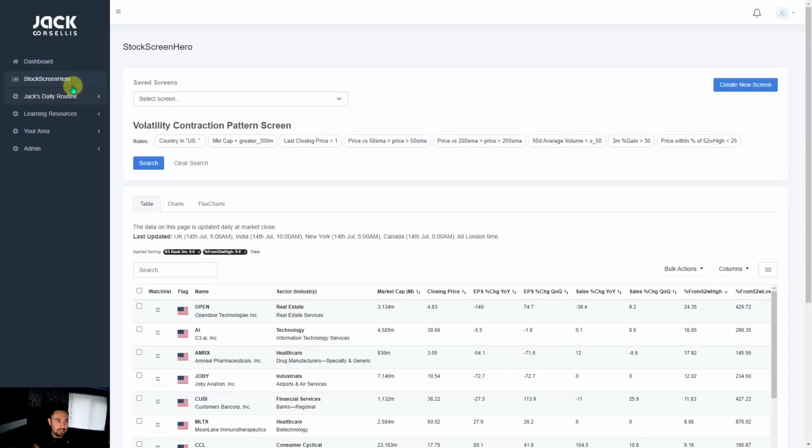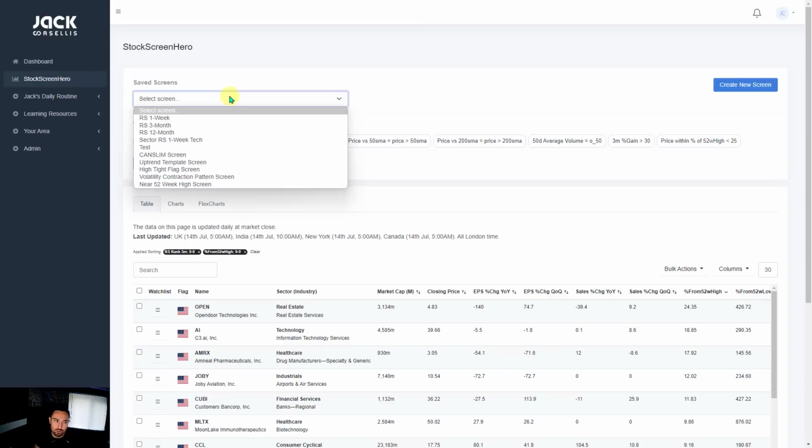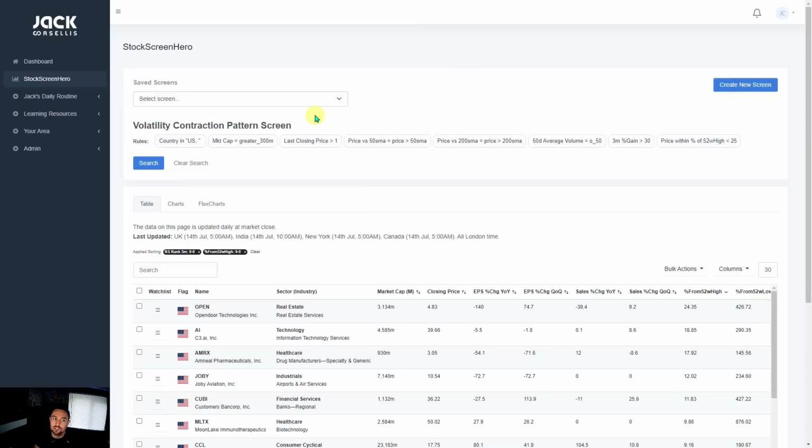So here we go. Go into stock screen here, and from the saved screens, you can select, let's do the VCP, the volatility contraction pattern screen. There's other ones. There's a high tight flag screen. There's the uptrend screen, the CAN SLIM screen, the 52-week highs. You can create your own ones. We've got relative strength rankings and all of that good stuff as well. I'm just going to show you the VCP one.